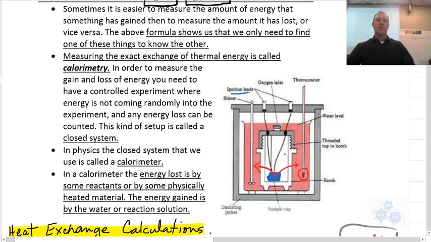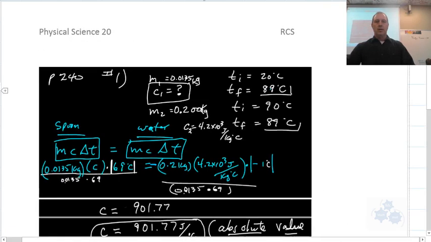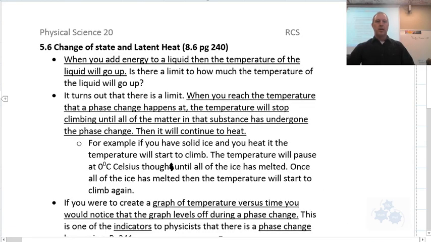And we can do some very careful calculations. If something is burning inside a calorimeter, it gives off its heat energy to the material that is surrounding it. And if we measure the temperature change in that material, we can reverse calculate the energy that this thing is giving off. So that's called calorimetry right here. All right, we did some calculations on heat exchange there.